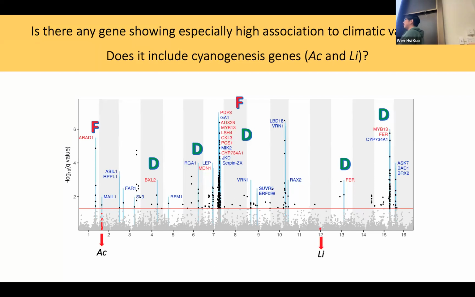However, we didn't find the cyanogenesis genes in those significant associations. So for the AC gene, there is a peak there, so it means there is a signal, but it didn't get above the threshold. And for the LI gene, there is no signal.